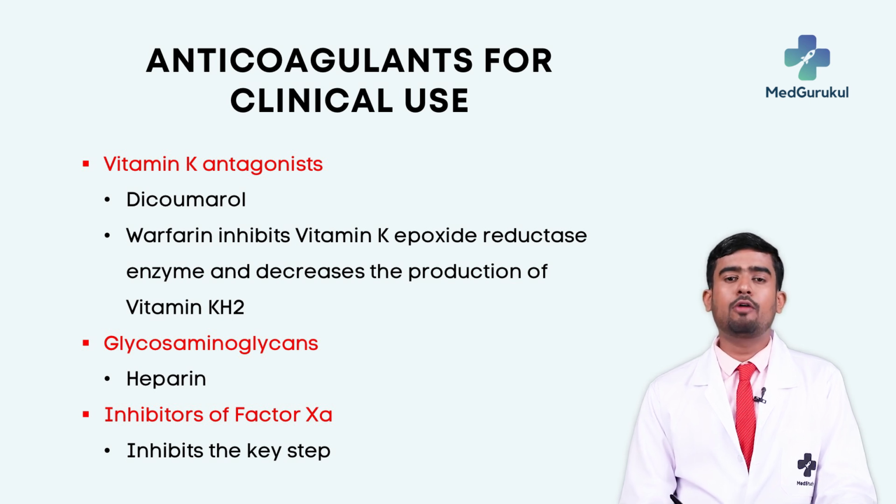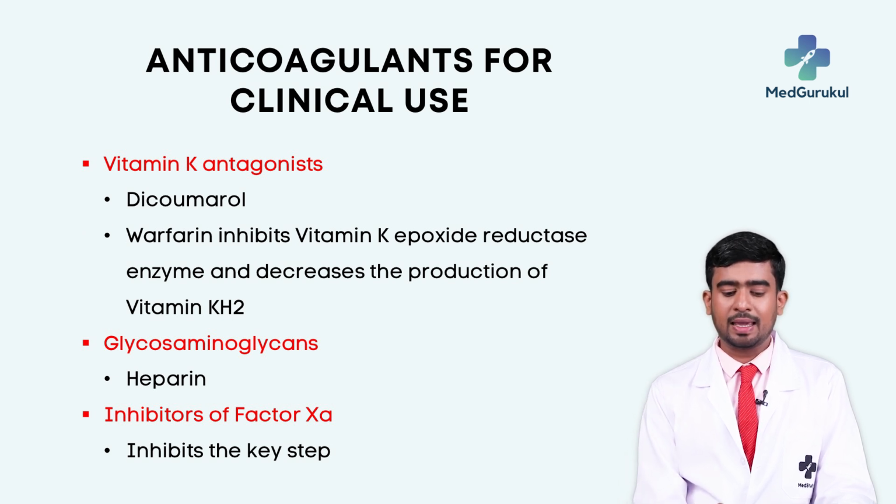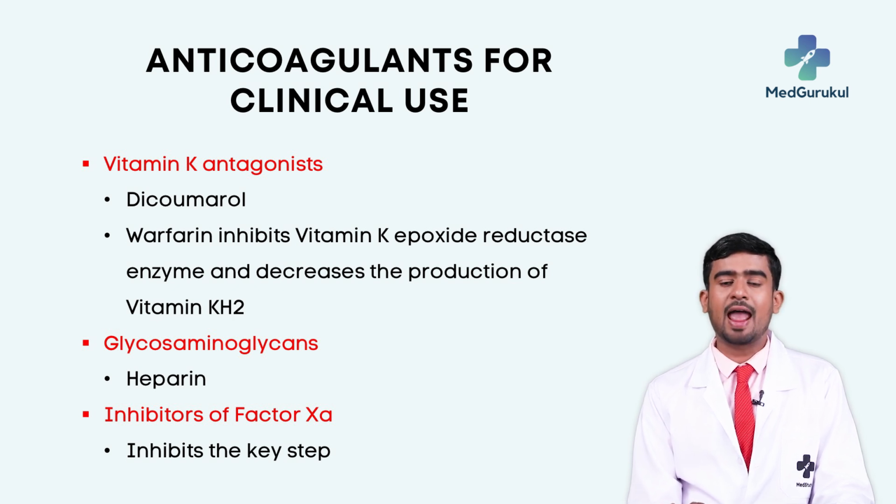The examples of vitamin K antagonists are dicumarol as well as warfarin. Both of them will inhibit the vitamin K epoxide reductase enzyme. You can see this is the enzyme which is inhibited by these two drugs. So, when vitamin K epoxide reductase enzyme is inhibited, it will prevent the formation of the active form of vitamin K, which is important for the gamma carboxylation of 2, 7, 9 and 10 clotting factors. So, as a result, 2, 7, 9 and 10 clotting factors are not formed or not processed properly.